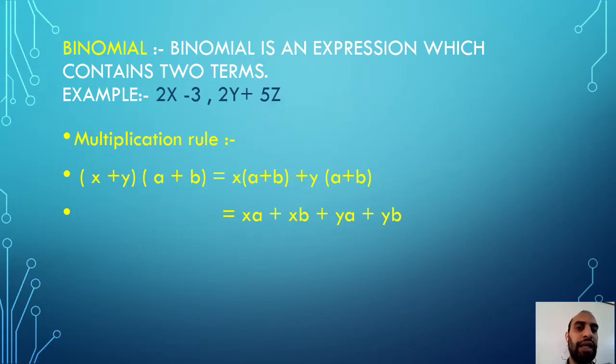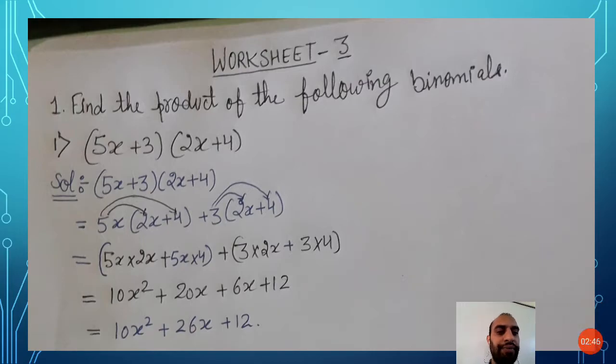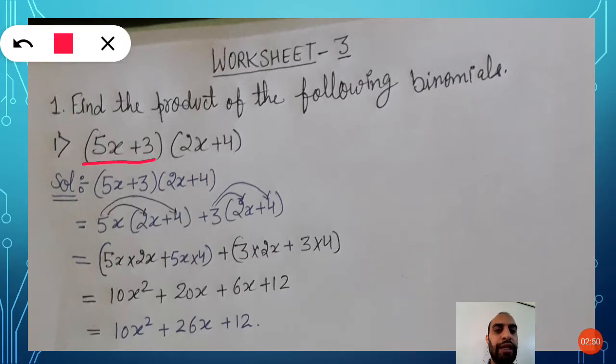So let's come to the point of how, in actual practice, we are going to deal with such questions. So let's take the first question of the exercise, that is, find the product of the following binomials. So here the first binomial given to us is 5x plus 3 and 2x plus 4. You can see in both brackets we have two terms.